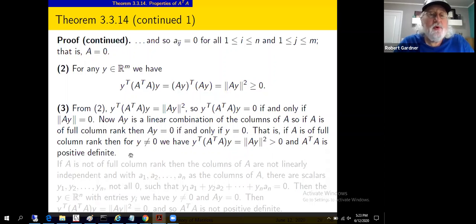So if A is of full column rank, then if Y is not the 0 vector, we're not getting AY to be the 0 vector. So whatever vector it is, it's got positive norm, or positive norm squared. And A transpose A is positive definite. Of course, A transpose A is symmetric.